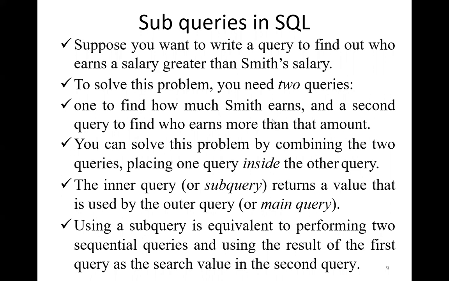amount, right? So we can solve this problem by combining the two queries and placing one query inside the other query. All right. The inner query is known as a subquery, which returns a value that can be used by the outer query or the main query. See the nomenclature. Inner query or subquery is executed first. It returns a value which is used by the outer query, which we also call the main query, right? So using a subquery is equivalent to performing two sequential queries and using the result of the first query as a search value in the second query, right?